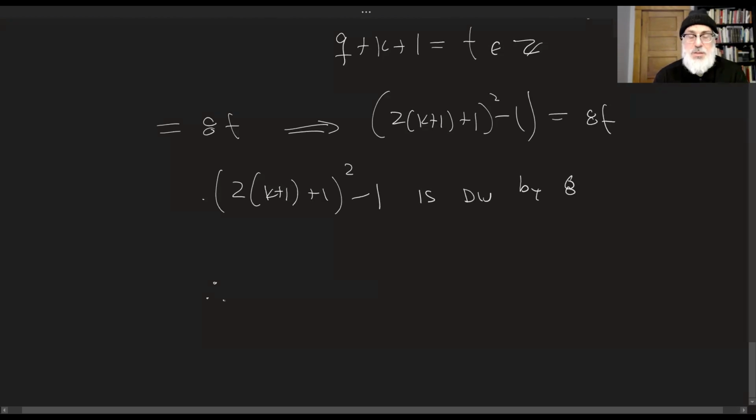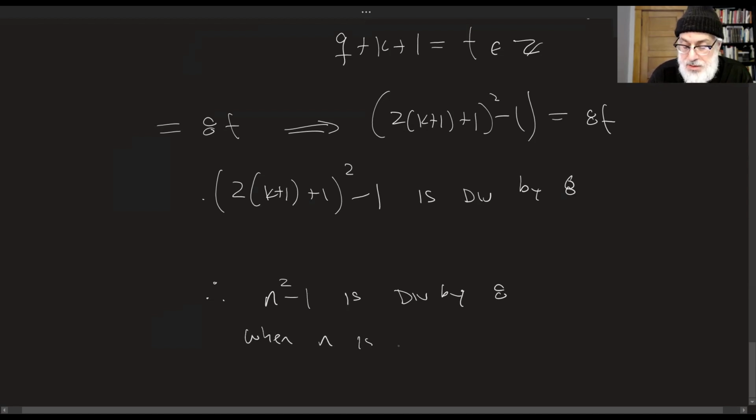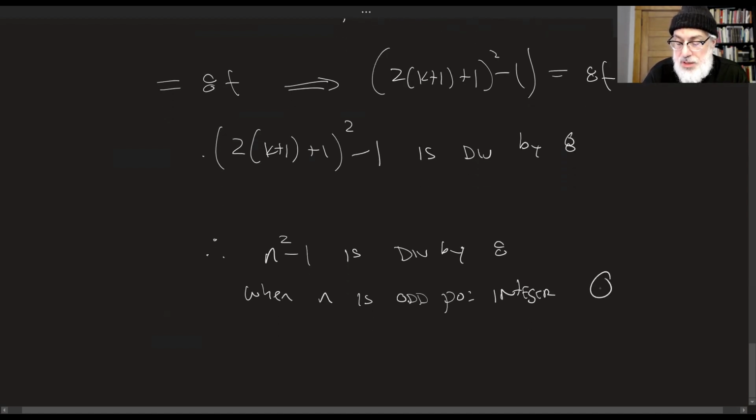Therefore, remember back to the beginning, we replaced n squared with what it means to be odd. So we'll just go back to the beginning, and we've shown that n squared minus 1 is divisible by 8 when n is an odd positive integer. And that's the proof. We'll say QED. Again, I prefer boxes. That's it.